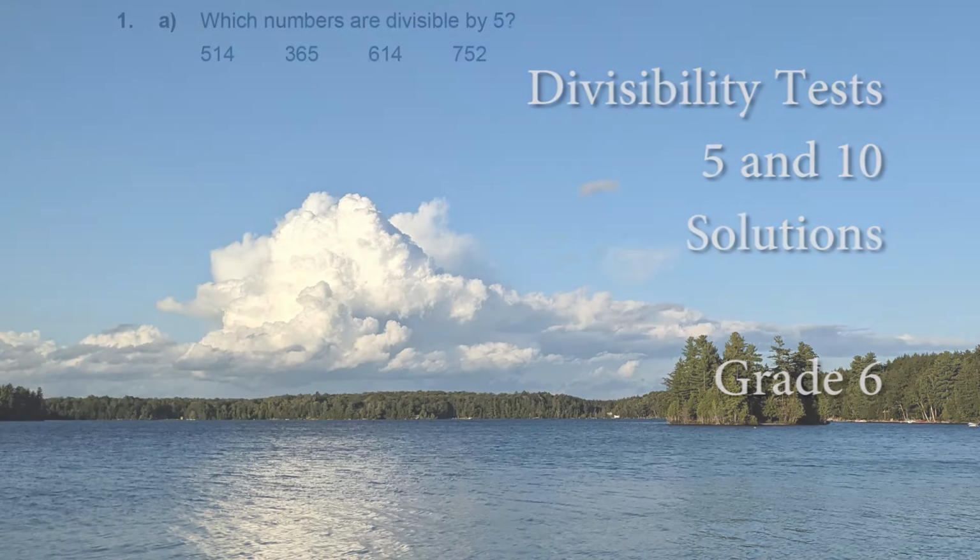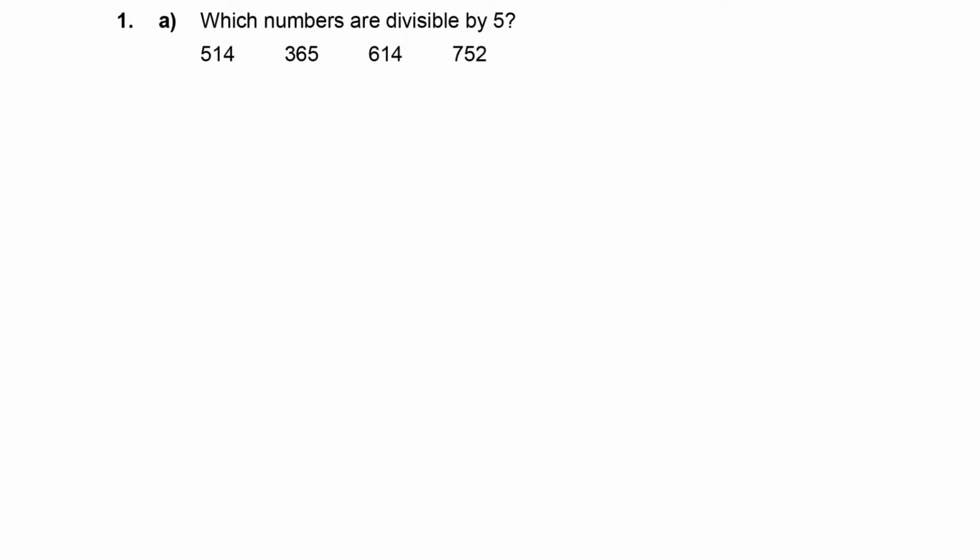Which of these numbers are divisible by 5? Based on what we've learned, for a number to be divisible by 5, it has to end in a 5 or a 0. 514 doesn't qualify, 365 does, 614 does not, and neither does 752. So the only number that ended in a 5 or a 0 was 365. The other numbers are not divisible by 5.